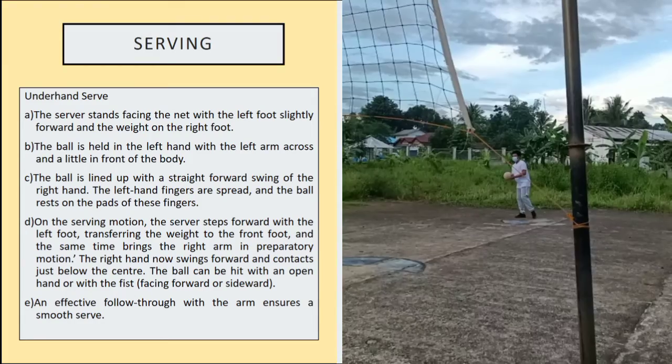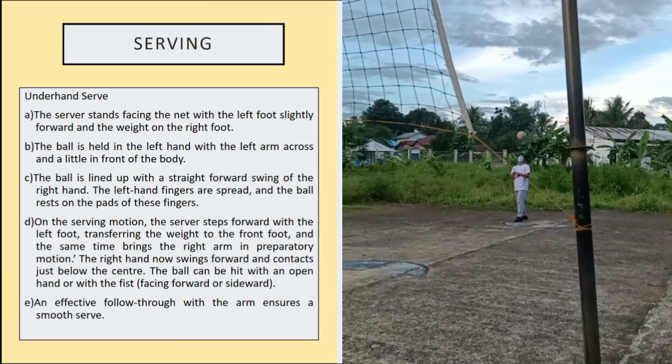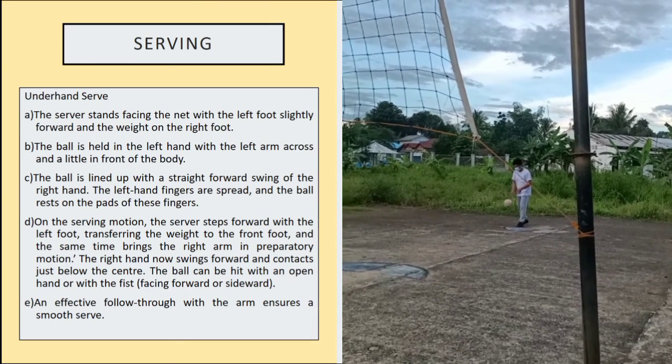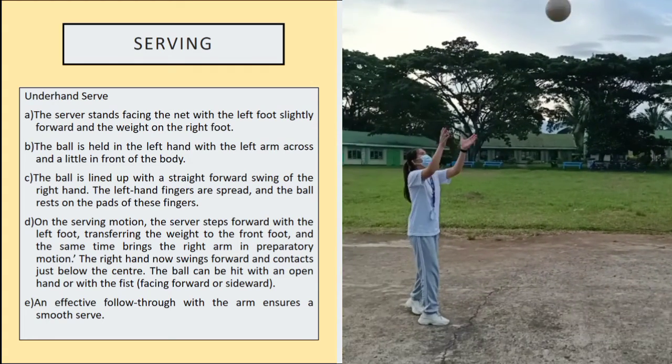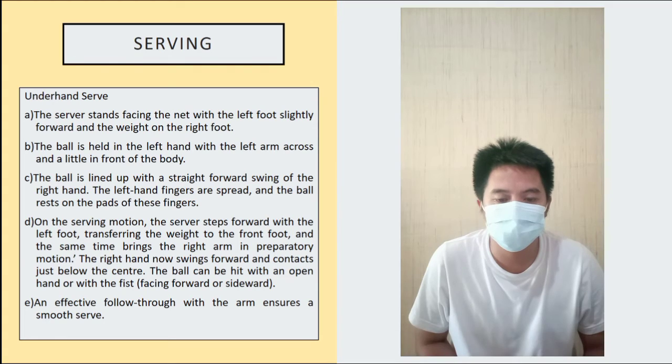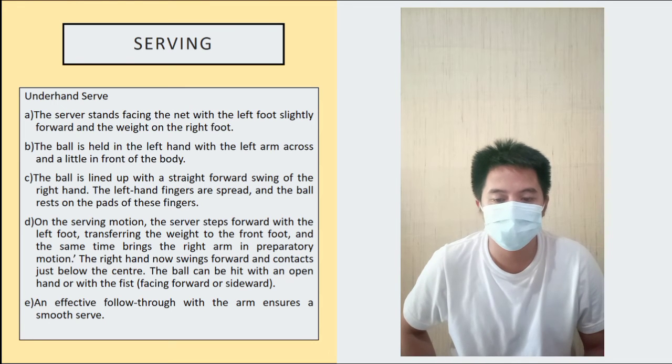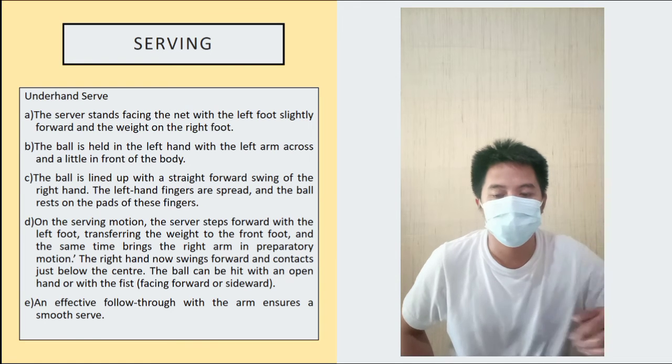On the serving motion, the server steps forward with the left foot, transferring the weight to the front foot, and at the same time brings the right arm in preparatory motion. The right hand now swings forward and contacts just below the center. The ball can be hit with an open hand or with a fist. An effective follow-through with the arm ensures a smooth serve.